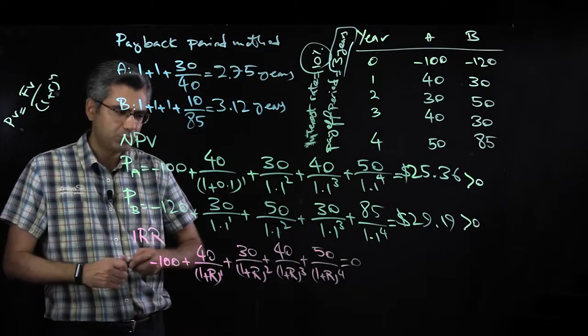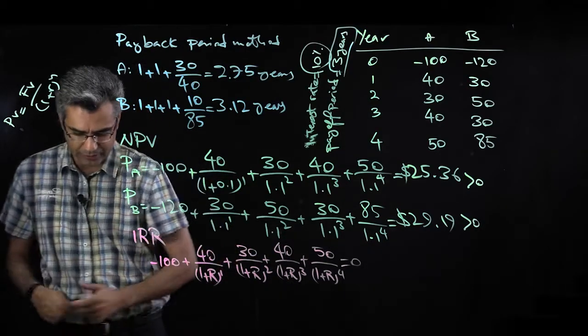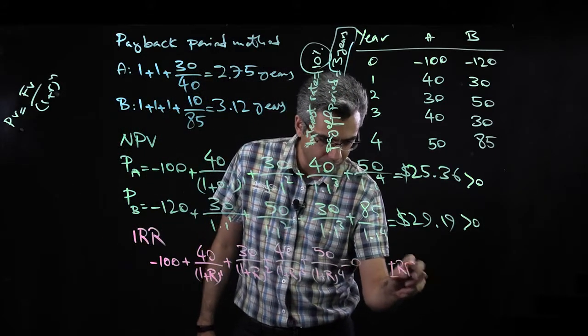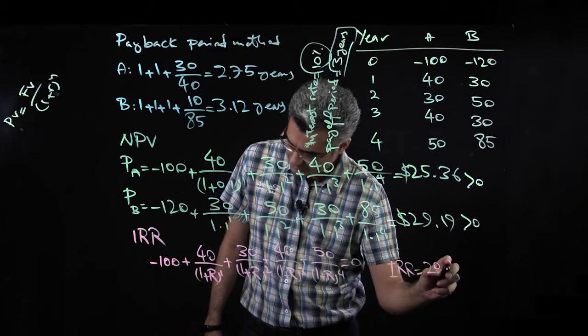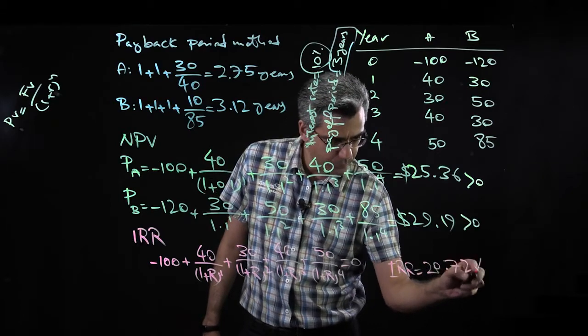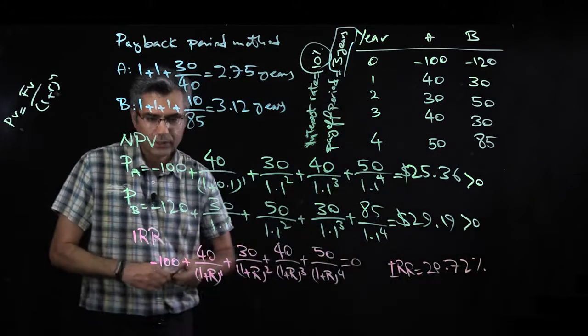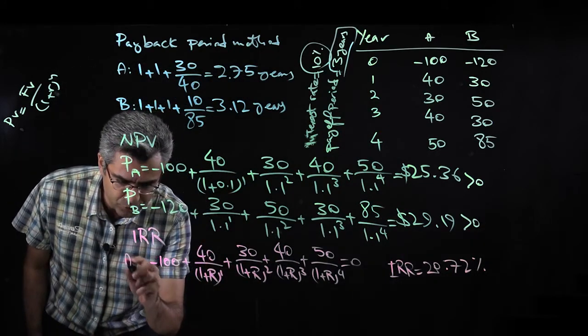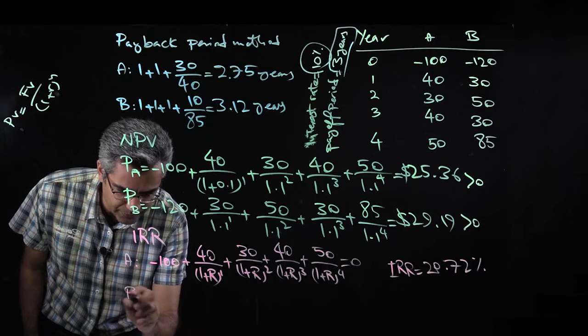And when you do the calculation, you may use the financial calculator, and you get 20 point. So IRR is 20.72%. For the second project, you do the same. So this is for project A, then for project B.